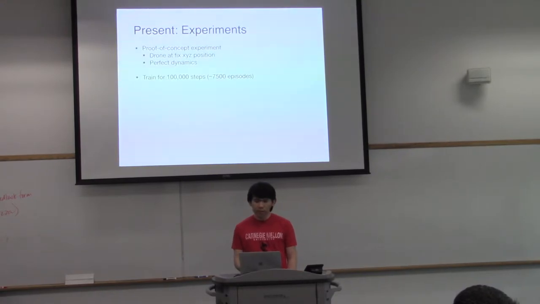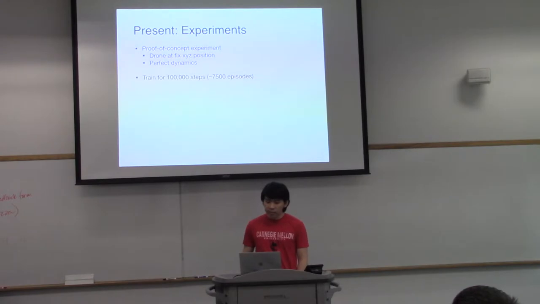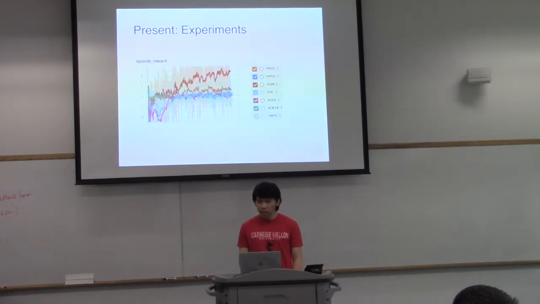So we did some proof of concept experiments in simulation. We fixed a drone at an x, y, z position, and we assume perfect dynamics. And then we trained the agent to do pitch and yaw rotation for 100k steps, which is roughly 7,500 episodes. And then we did some benchmarking on different algorithms. These are all done in the OpenAI Baselines. So I wrote a wrapper to convert the RCM environment to the OpenAI Gym environment.